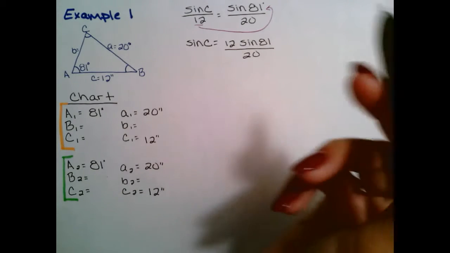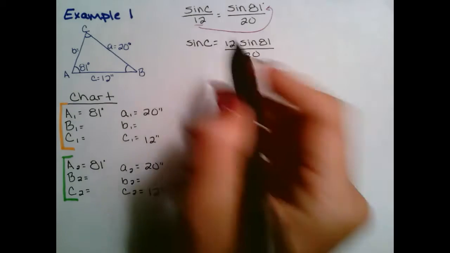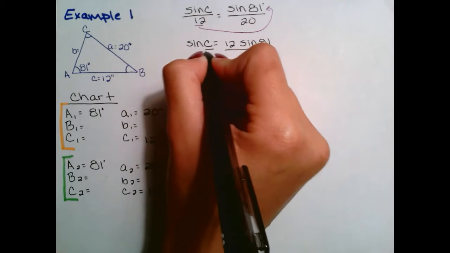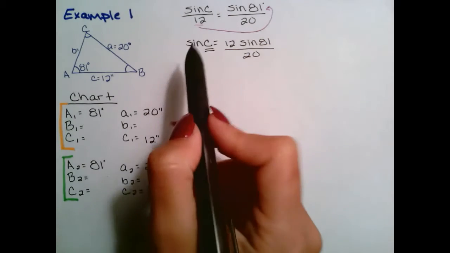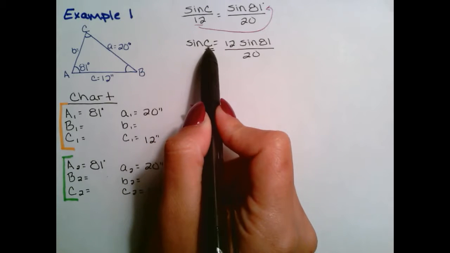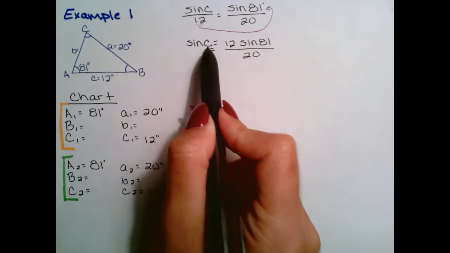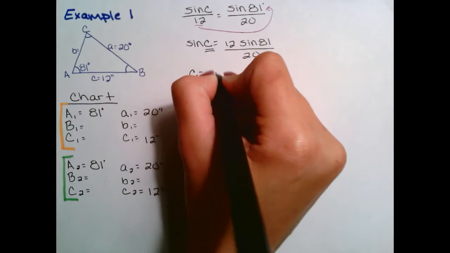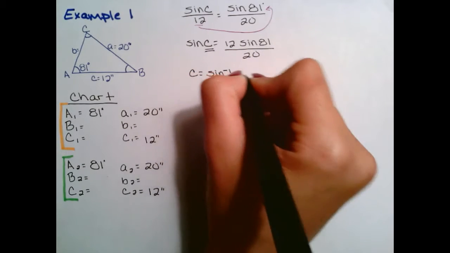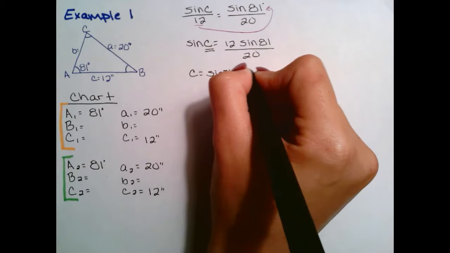Now we're not quite done yet. There is one more step here. I do want to get this C by itself. So hopefully you remember from last chapter, the way we get this angle by itself, we do the inverse operation. So we would say C equals inverse sine of this fraction here.